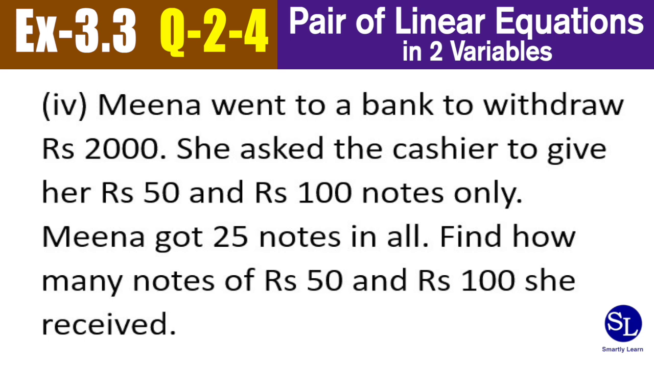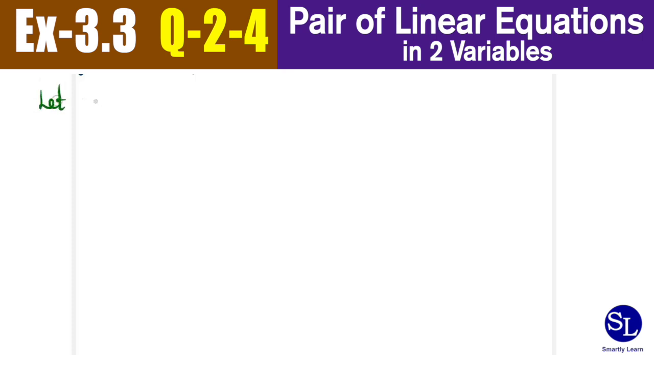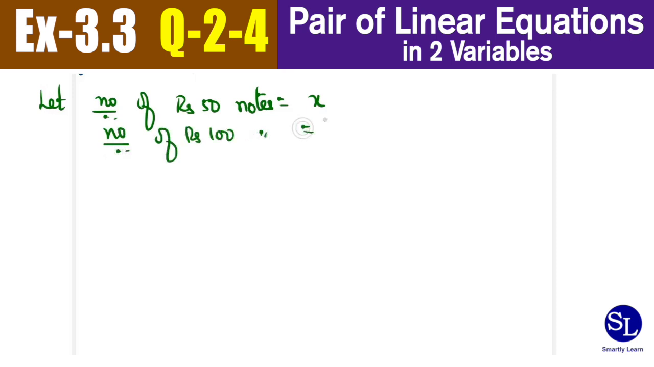So let us break down the problem first by declaring the variables. The first step is I'm going to declare the number of 50 rupee notes she got and 100 rupee notes she got from the cashier in terms of a variable. So let the number of 50 rupee notes be equal to the variable x, and the number of 100 rupee notes be equal to y. So I have declared the variables x and y like this.